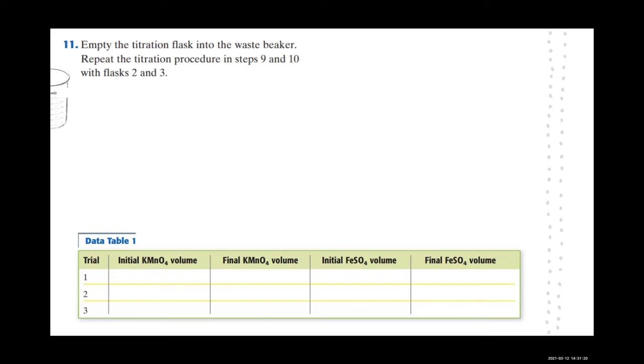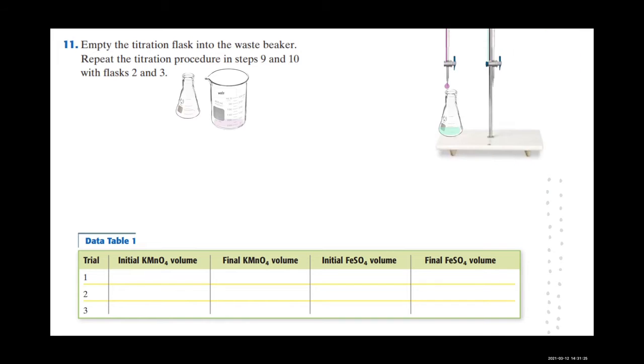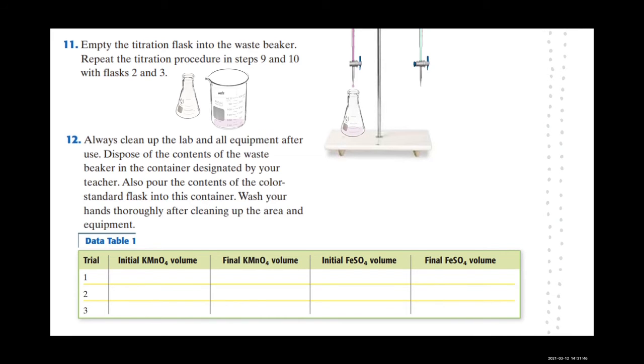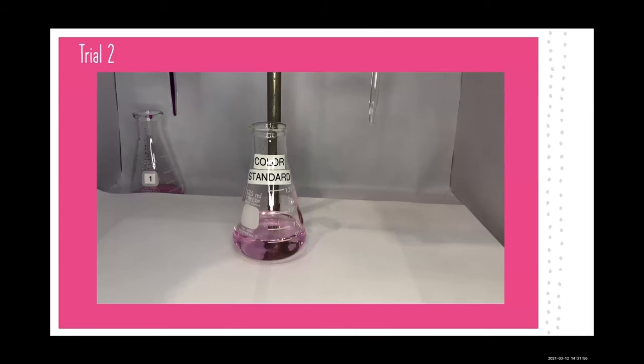We're going to empty the titration flask into the waste beaker, and then we're going to repeat the same procedure that was in steps 9 and 10 with flasks 2 and 3. So this is adding 10 milliliters of iron 2 sulfate, 5 milliliters of the 1 molar sulfuric acid, and then titrating the potassium permanganate very slowly, drop by drop. And then after that, we're going to be sure that we clean up. So here's trial 2.